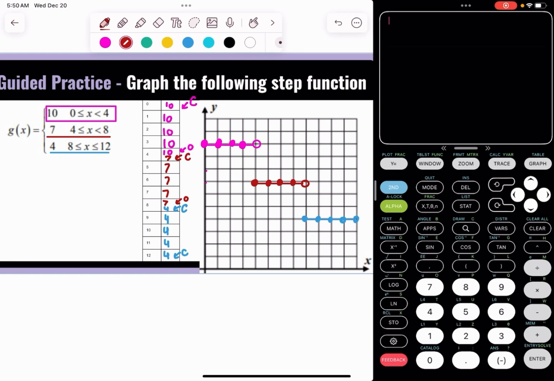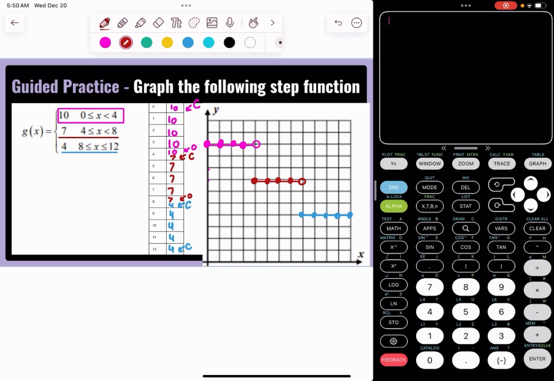The only points that are real points are the shaded in circles. And this is a function because if you use the vertical line test, each vertical line will only cross through once. Even though if you put a vertical line at 4 or 8, it might seem like it's crossing through twice, we do not count the open circle.